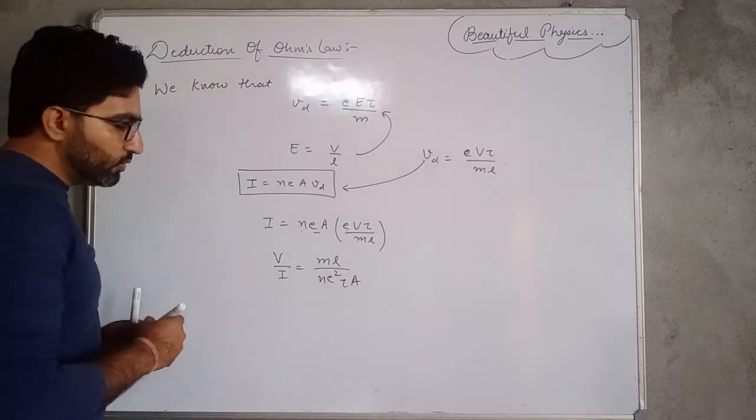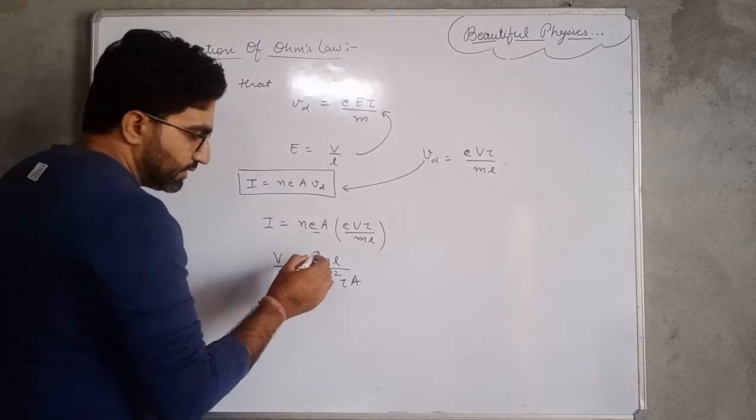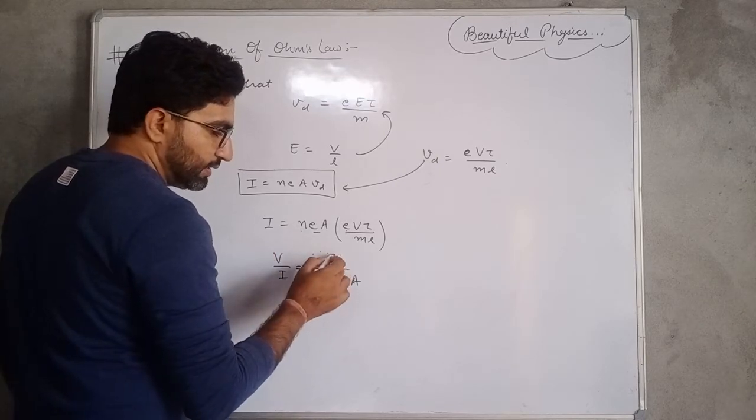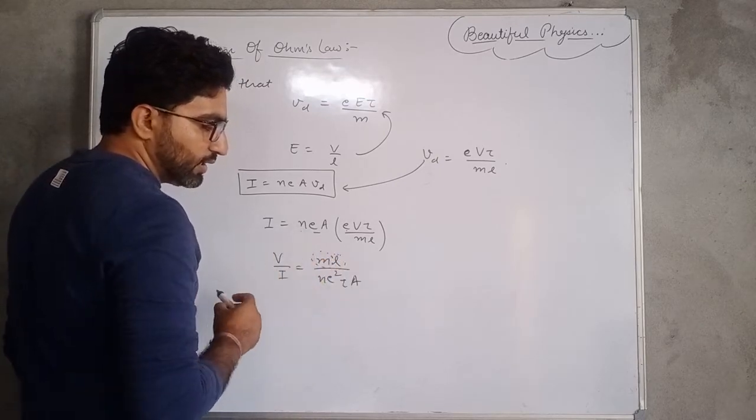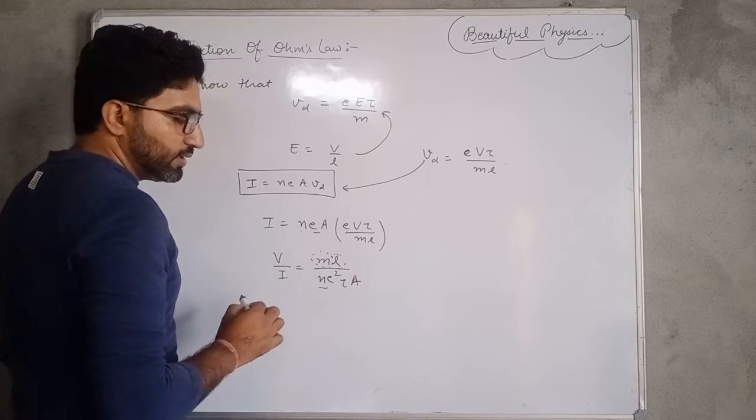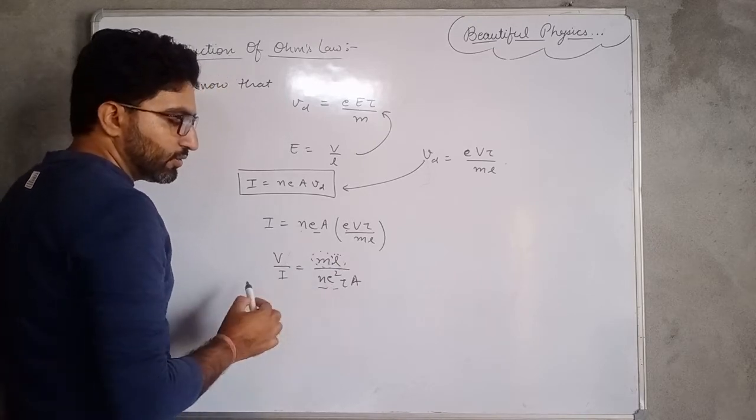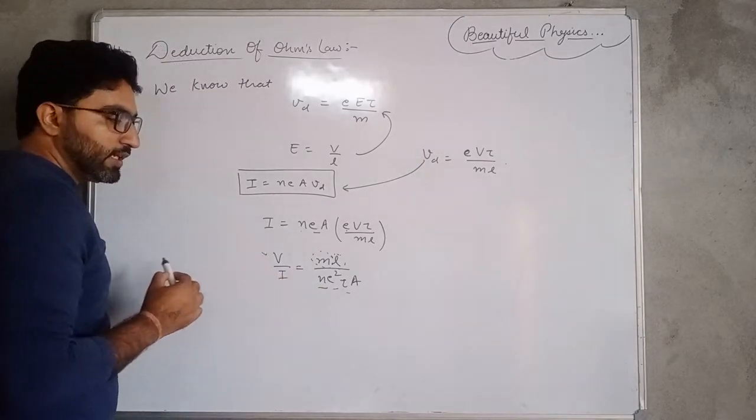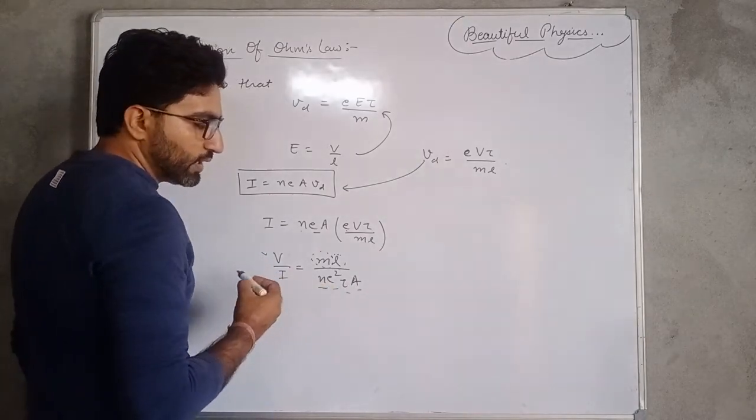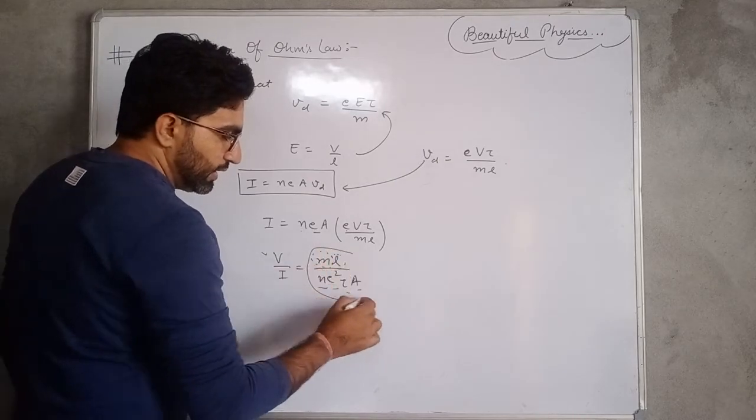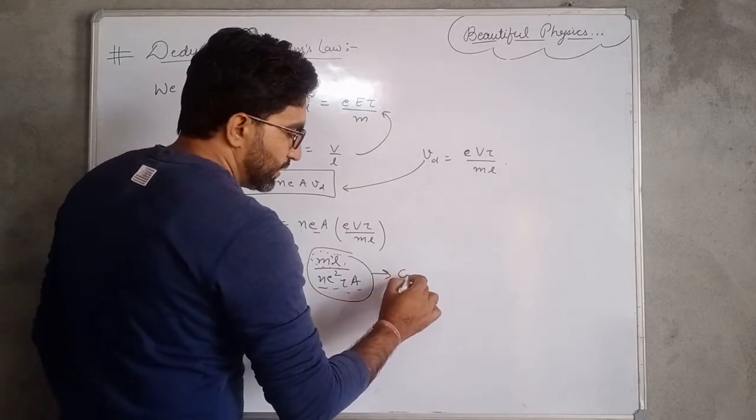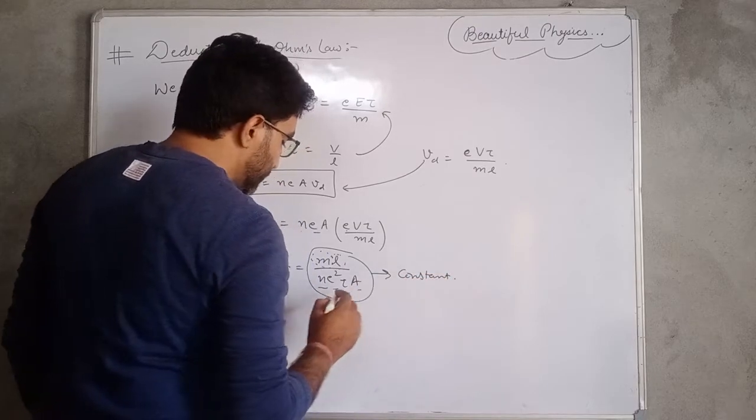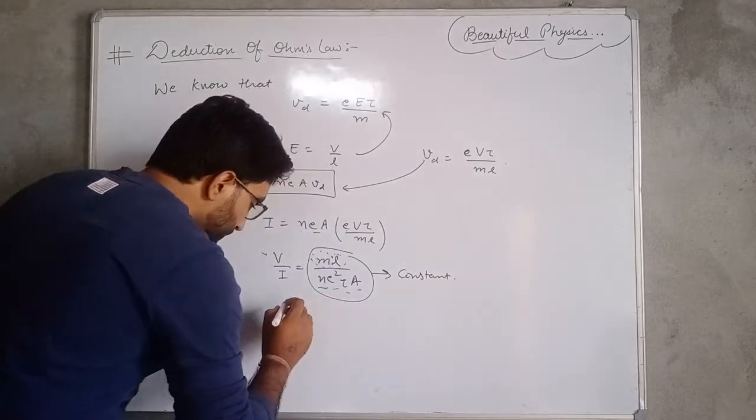And according to Ohm's law, if we check these results, m is the mass of electron, L is the length of the conductor, n is the number density of electrons, e is the electronic charge, tau is the relaxation time for a given potential difference, and A is the area of cross section. So this whole quantity is a constant, and let us put this value equal to R.